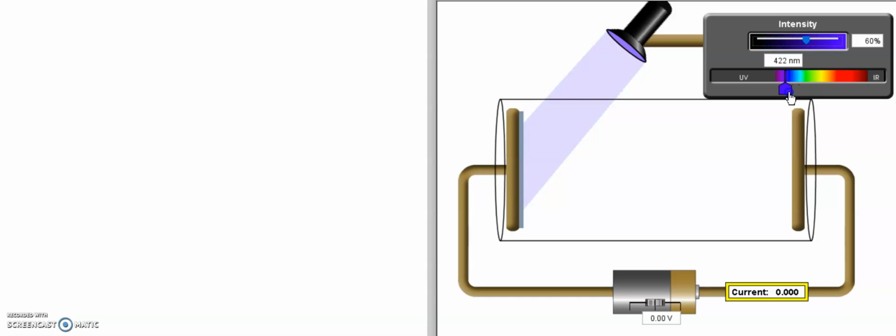We're in the purples already, going pretty good. It looks like we're going into ultraviolet. Still nothing's happened. Let's go a little bit smaller. And go small. There we go. Now we got some electrons jumping.